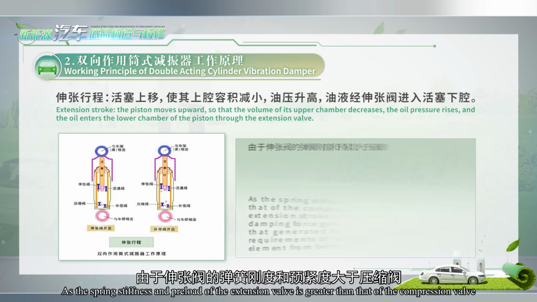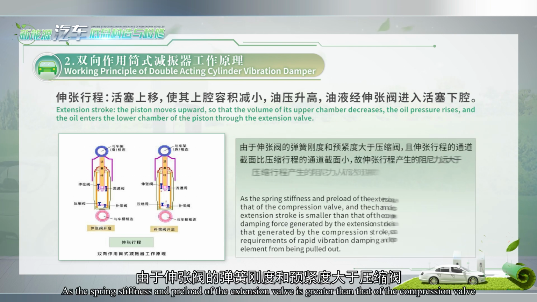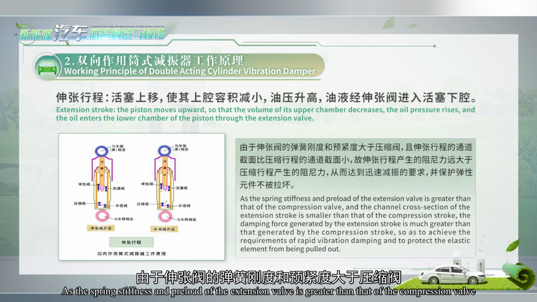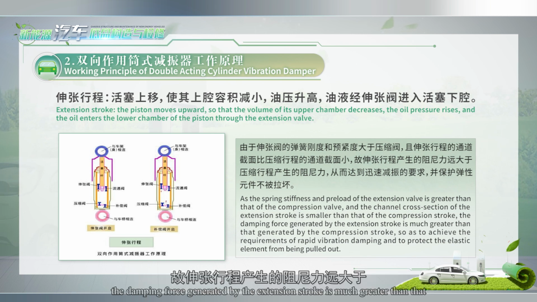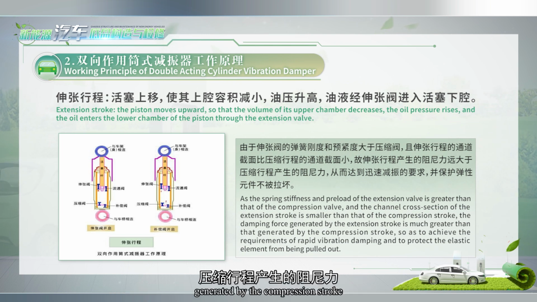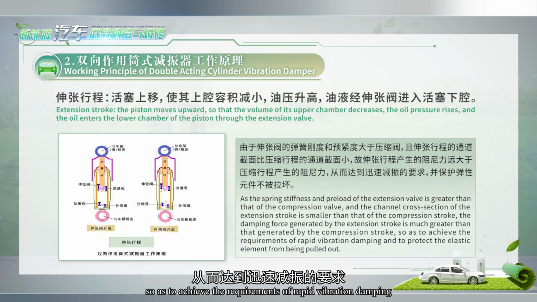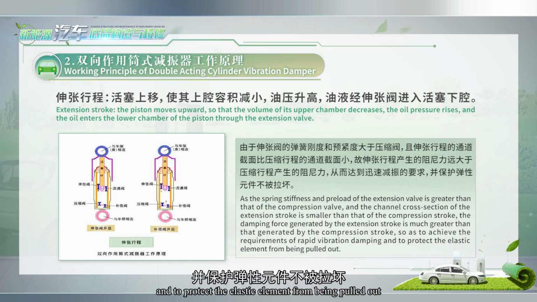As the spring stiffness and preload of the extension valve is greater than that of the compression valve, and the channel cross-section of the extension stroke is smaller than that of the compression stroke, the damping force generated by the extension stroke is much greater than that generated by the compression stroke, so as to achieve rapid vibration damping and protect the elastic element from being pulled out.